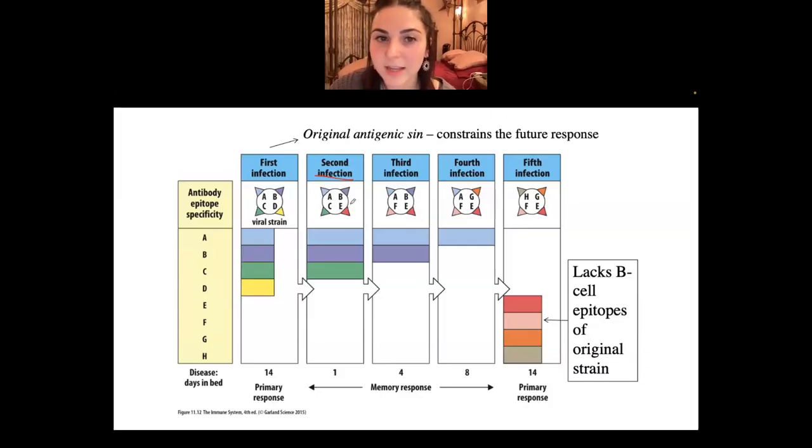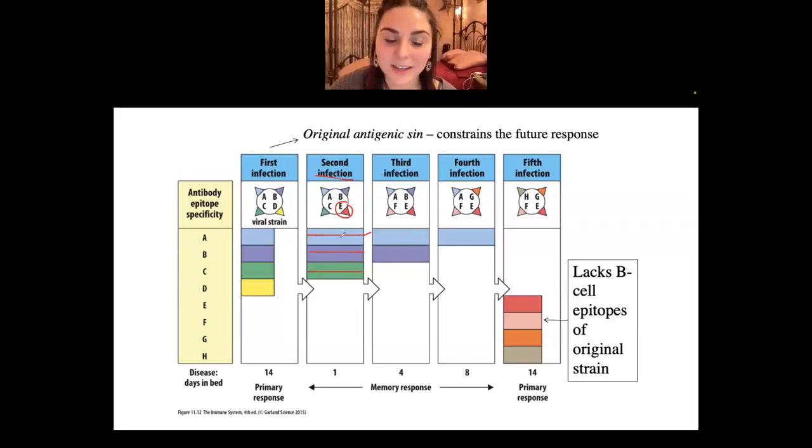This is like the next year with the next flu season, right? So instead of having A, B, C, D, it has A, B, C, E. Well, the year before, we saw A, B, and C. We saw them already. So memory kicks in. Memory is like, oh, I saw A, I saw B, I saw C. So you're going to go through the memory response. You're going to go through that secondary anamnestic response with A, B, and C.